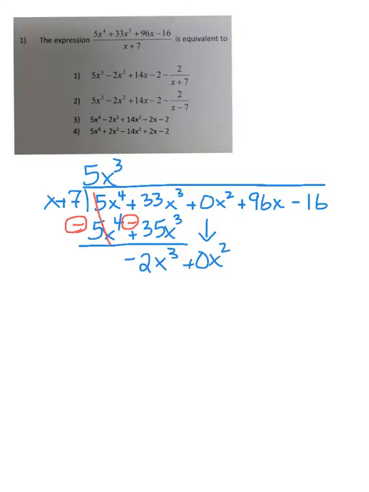All right, so this time I'm going to ask myself, what do I multiply this x by to get to negative 2x cubed? All right, so that's going to be minus 2x squared. Then I'm going to take that minus 2x squared and I'm going to distribute it or multiply it by both of these terms. Okay, so when I do that, I'm going to get negative 2x cubed and I'm going to get minus 14x squared.